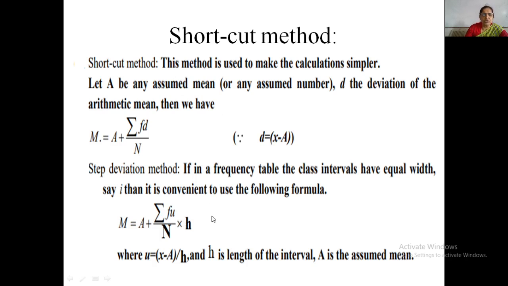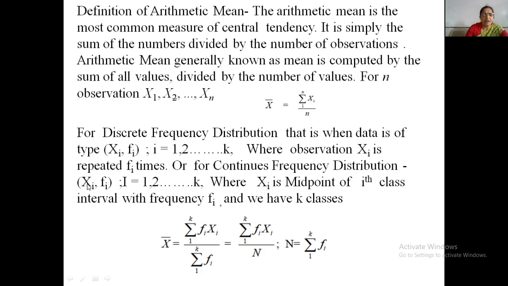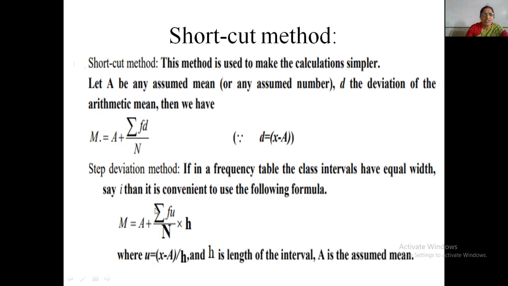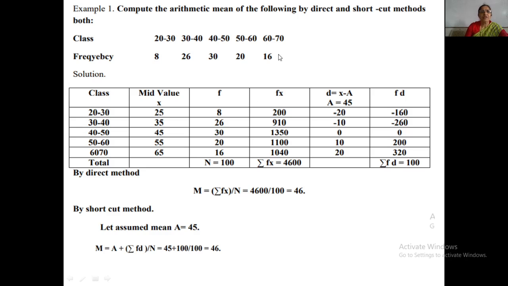In case of a frequency distribution, suppose these class intervals have equal class width h. Then you can transform ui equal to xi minus a upon h, where h is the length of the class interval, and a is any value of your choice, just for convenience. Therefore, in that case, arithmetic mean is given by a plus summation of fi ui upon N into h, where h is called the length of the class interval. So this is the shortcut method to compute arithmetic mean. We will have a particular example in order to find arithmetic mean.